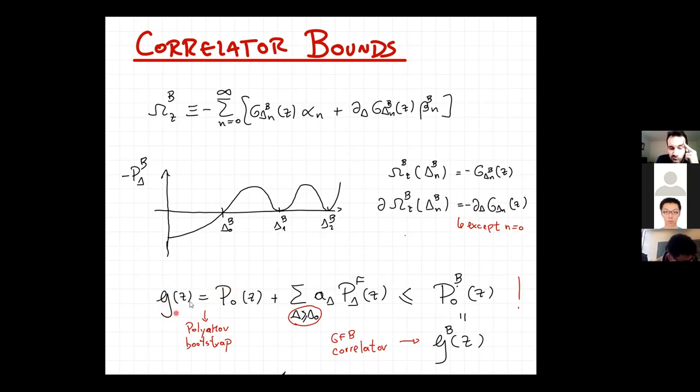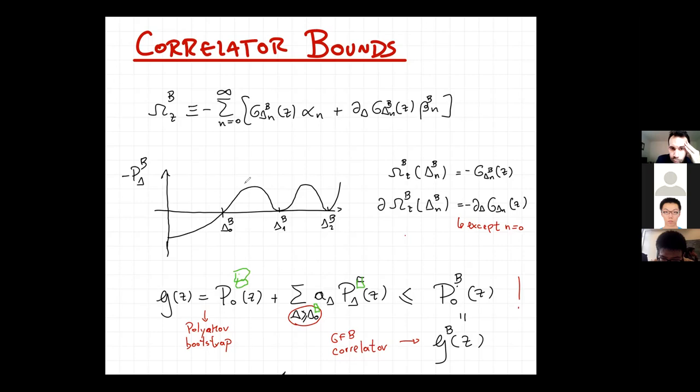So again, let us do the Polyakov bootstrap. So we write the general correlator. Again, this is a general CFT correlator as the identity guy. Sorry, there's some typos here. So this should be B, and this should also be a B. So if we use the bosonic Polyakov bootstrap, the correlator can be expressed in terms of the identity Polyakov block plus all the other ones. And let us say, for instance, that this theory has a gap which is larger than delta zero B. So there should also be a B here. Okay, let us suppose this.